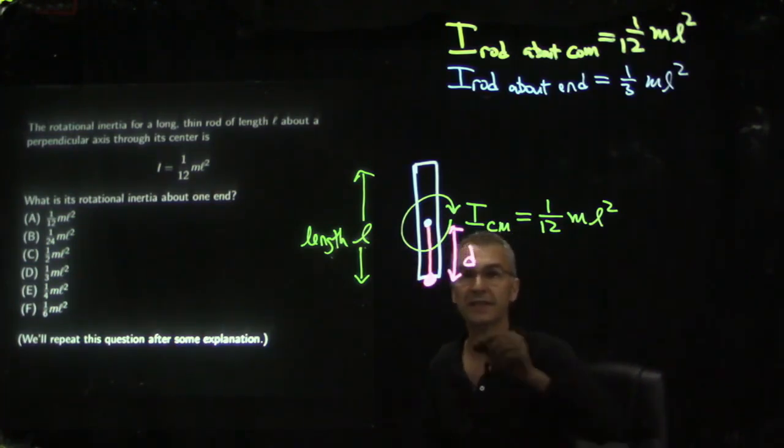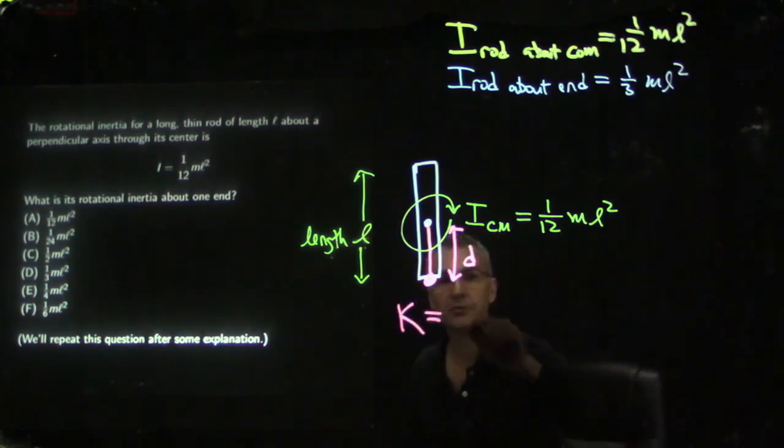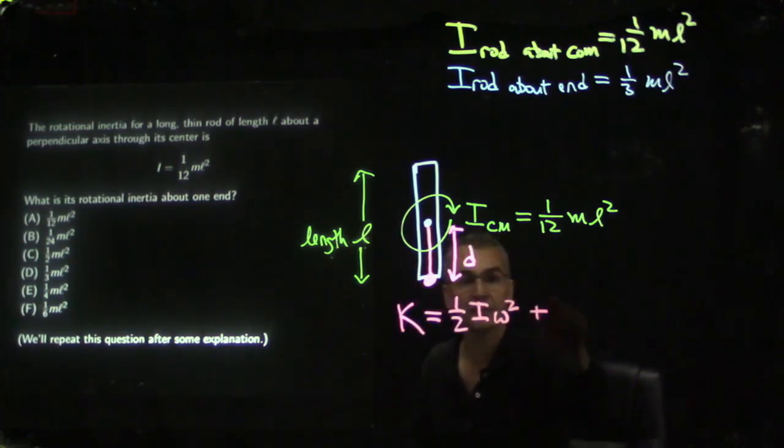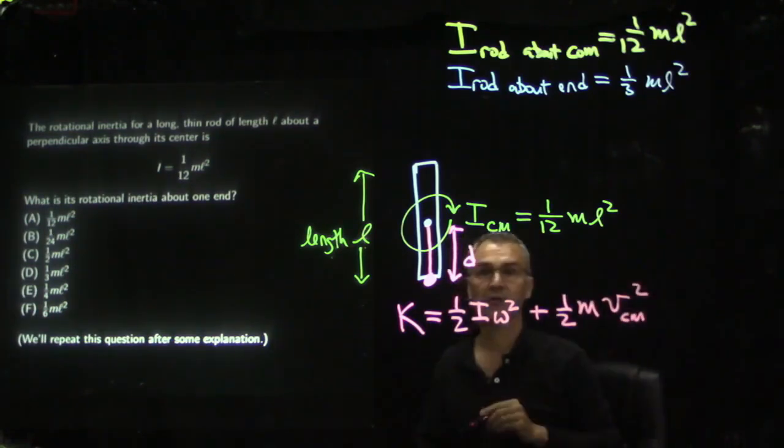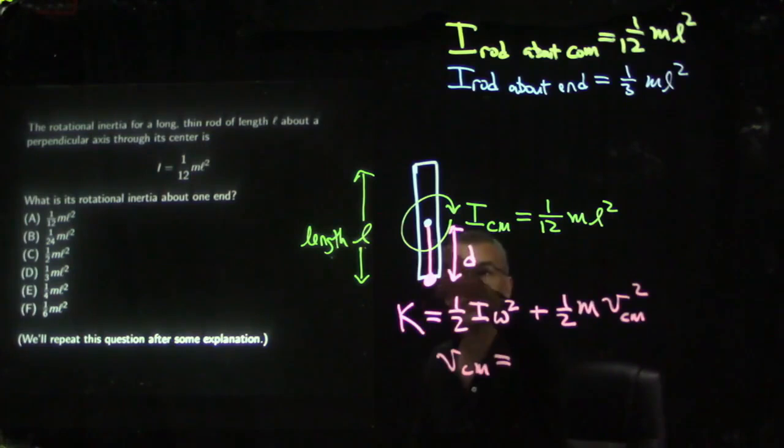Now, if you work out the kinetic energy about this axis, you'll have two terms. One term is 1/2 I omega squared, and the other term is 1/2 times the mass times the speed of the center of mass squared. And the speed of the center of mass for rotating about this axis is omega times d.